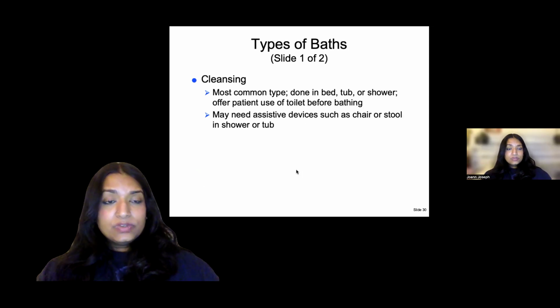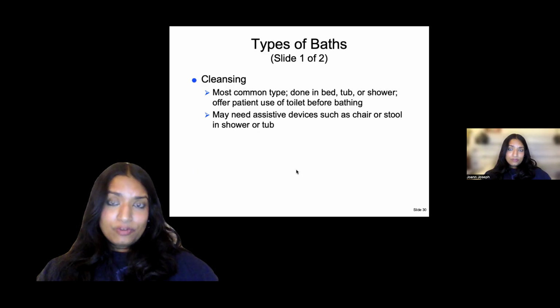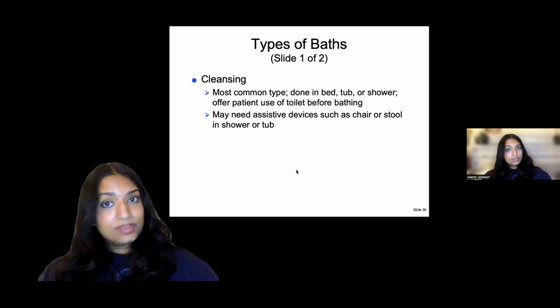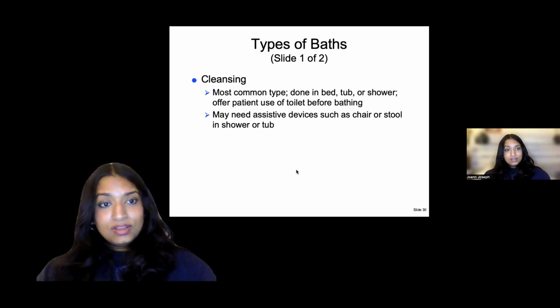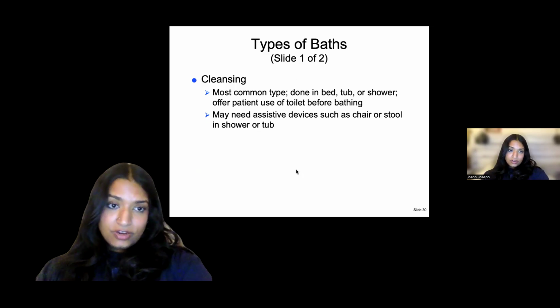So there are types of baths. One is cleansing. This is the most common type. It's done in a bed, tub, or shower. Offer the patient use of the toilet before bathing. Of course, you want to ask them if they need to use the bathroom before you shower, because why would you ask them after? You may need assistive devices such as a shower chair or a stool.